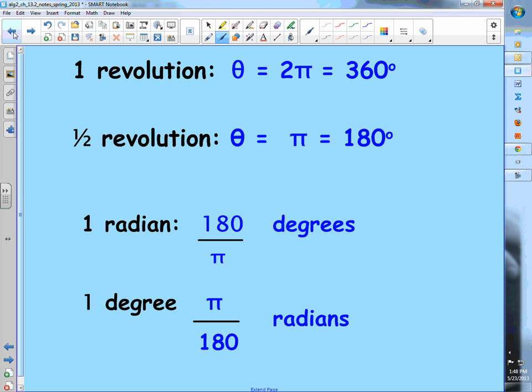Remember, 1 revolution is 2 pi, 360. Half a revolution is pi radians, 180 degrees. And again, these are your conversions. Okay?